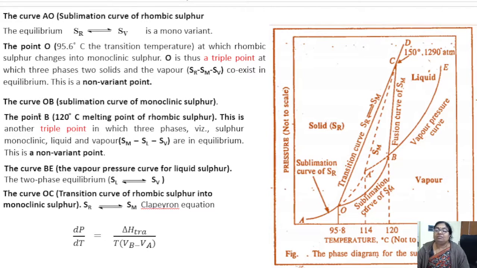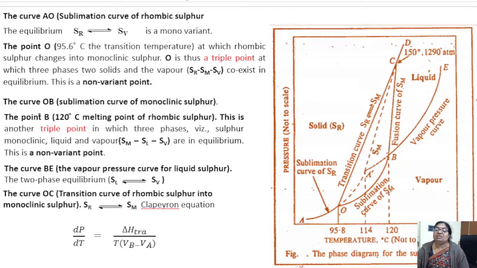Therefore here, if it is a one component system having more than three phases, then not all four phases coexist at a particular point. Therefore in this sulfur phase diagram, several coexisting points will appear. So we are going to discuss that.